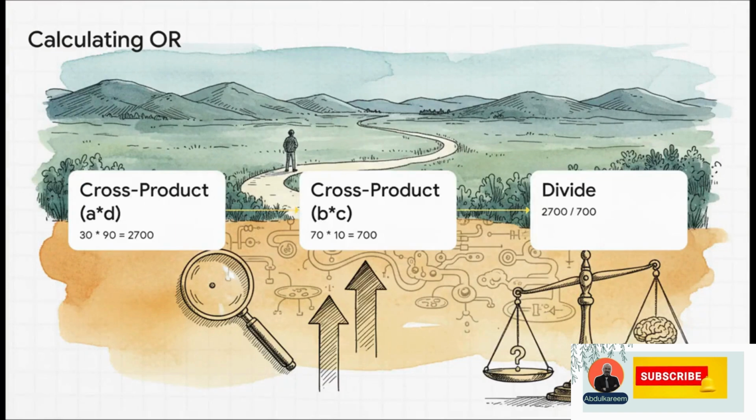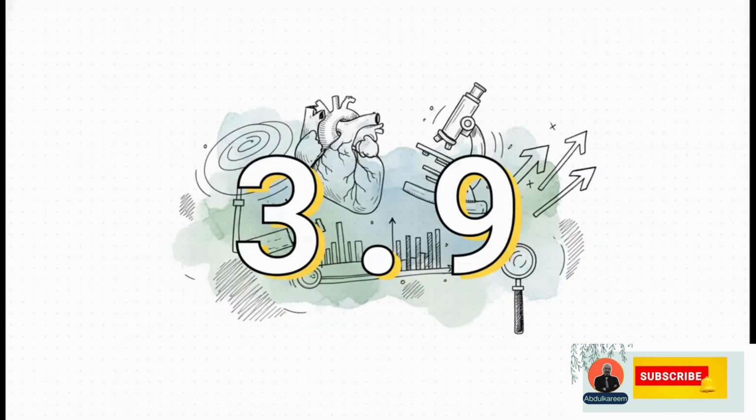Now, there's a handy shortcut for calculating this with a table like ours. It's called the cross product. You just multiply diagonally. So, using our smoker data, we multiply 30 by 90. Then we multiply the other diagonal, 70 times 10. Then you just divide that first number by the second. And that gets us an odds ratio of 3.9.